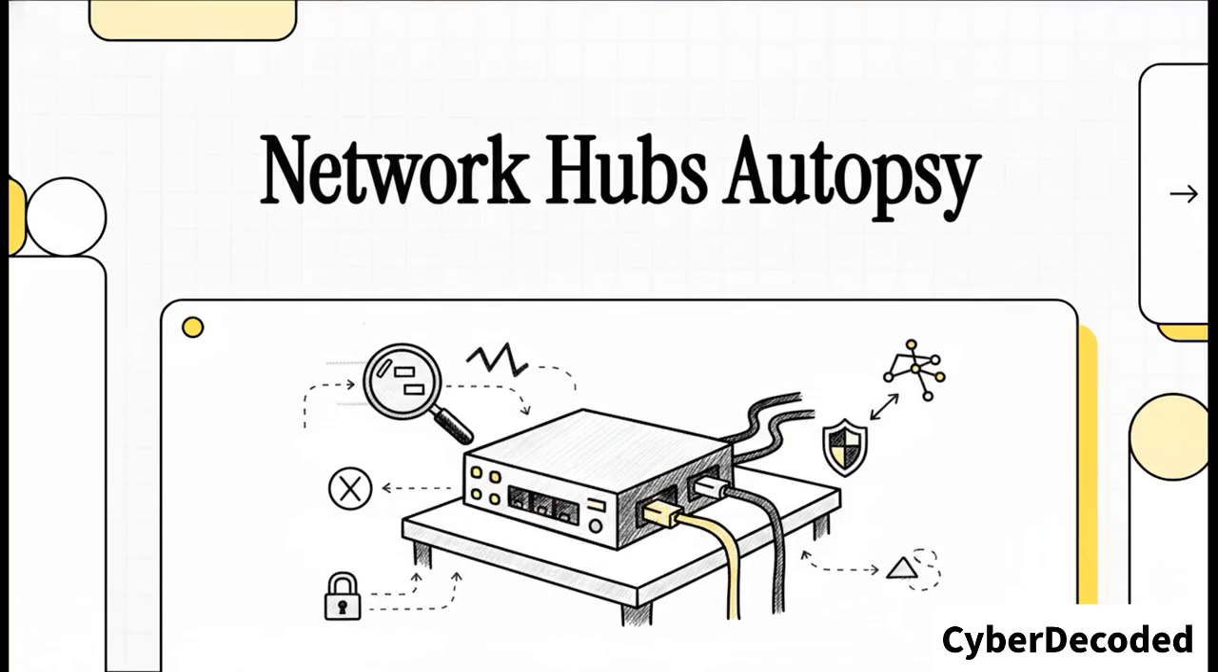All right, let's dive right into this explainer. Today, we're doing something a little bit different. We are going to conduct a technological autopsy. Our patient on the operating table: the obsolete but absolutely foundational network hub. By treating this legacy hardware like a deceased technology and examining exactly how it worked and, honestly, why it ultimately failed, we're going to gain a rock-solid understanding of modern networking and enterprise security.